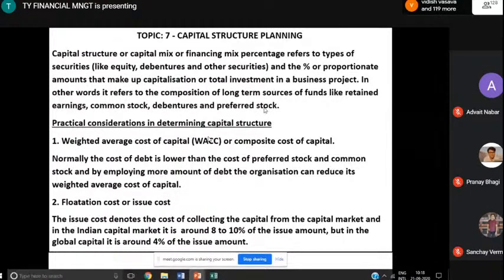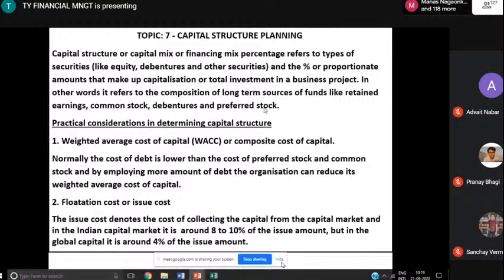In addition to cost of capital, what else you will take into account? Flotation cost. In a layman's language, what do you understand by flotation cost? Issue cost. Okay, since you are not familiar with the word issue cost, I have written little explanation. Issue cost denotes the cost of collecting the capital from capital market. For example, your company is going for an equity issue of 1000 CR. I repeat, your corporate is going for a 1000 CR equity issue. To collect 1000 CR from the capital market, how much you are going to spend?